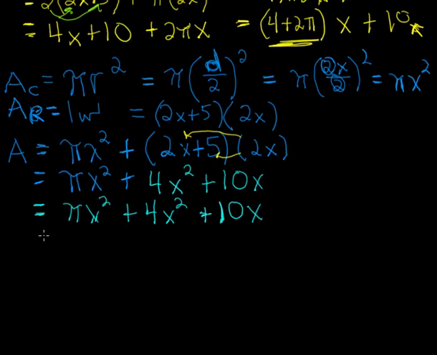Again, I can combine these. I think the book writes it in this way as 4 plus pi times x squared plus 10x. But either of these is an acceptable answer.